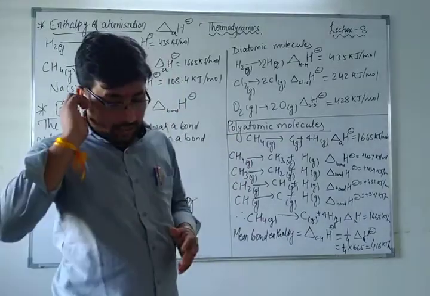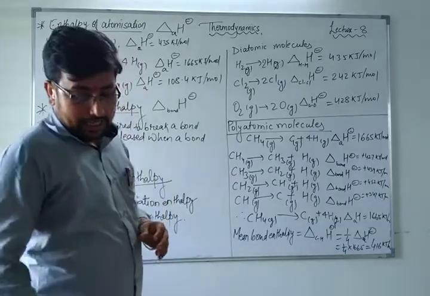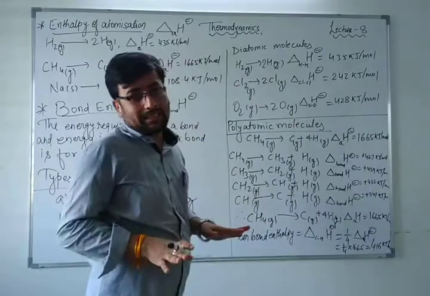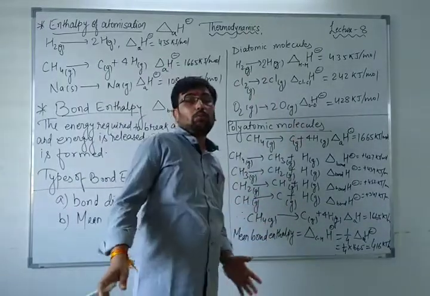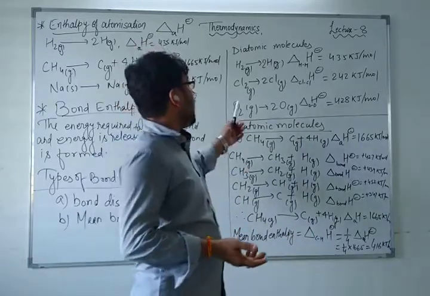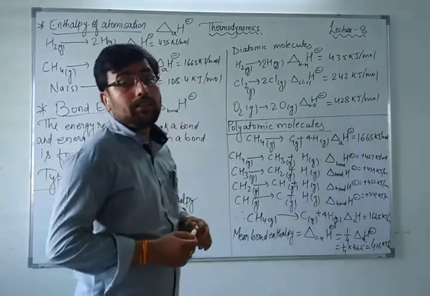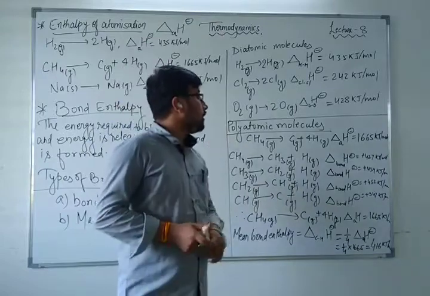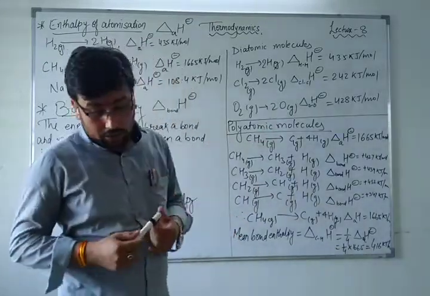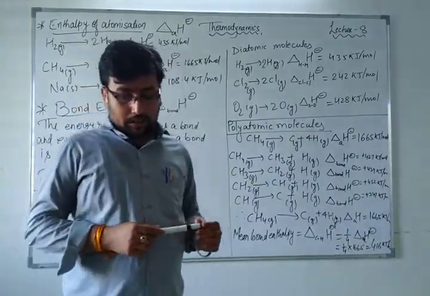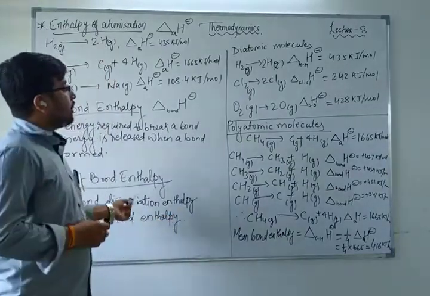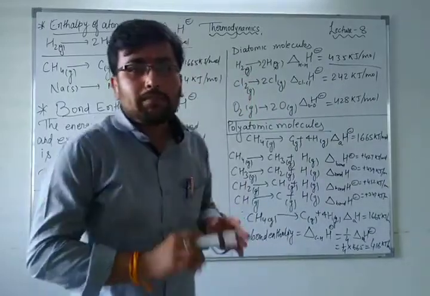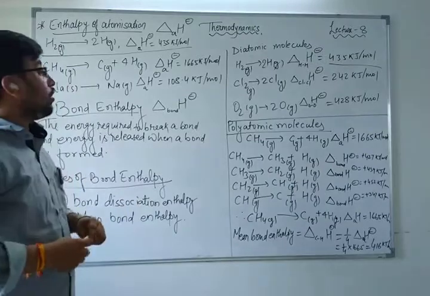Similarly for oxygen. You can see all the enthalpy changes involved in this process. Just remember that all these atoms are in the gaseous state, and the energy required to dissociate them in gases is called bond dissociation enthalpy in diatomic molecules. Hydrogen requires 435 kilojoule per mole, chlorine requires 242 kilojoule per mole, and oxygen requires 428 kilojoule per mole. Here you can see the same amounts for the enthalpy of atomization and the enthalpy of dissociation in hydrogen. Both energies are the same.